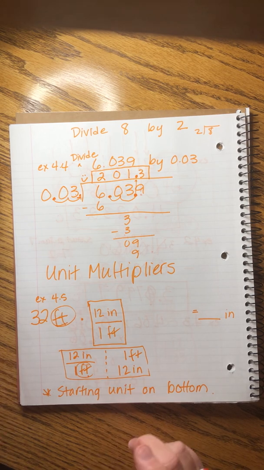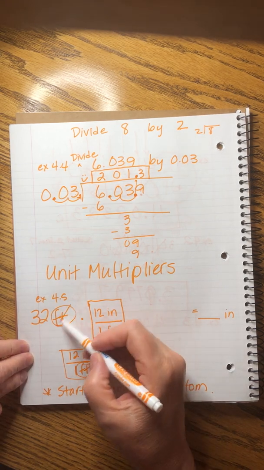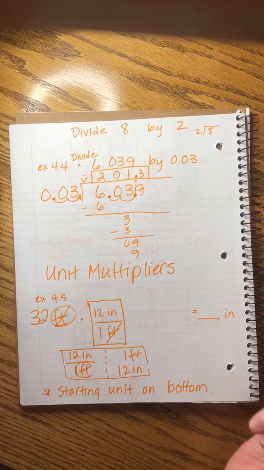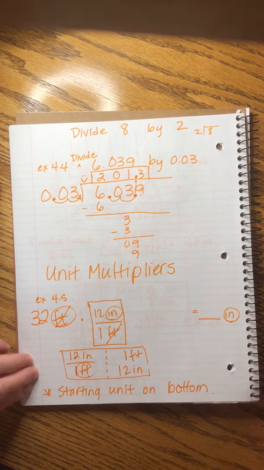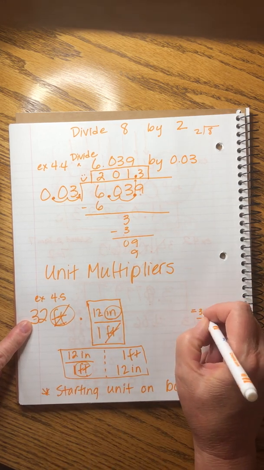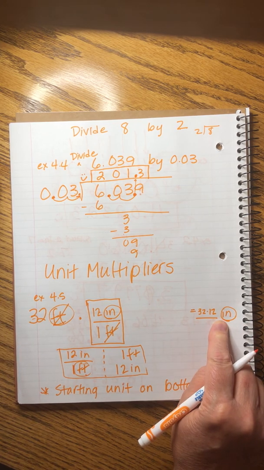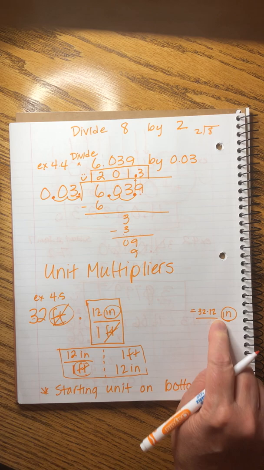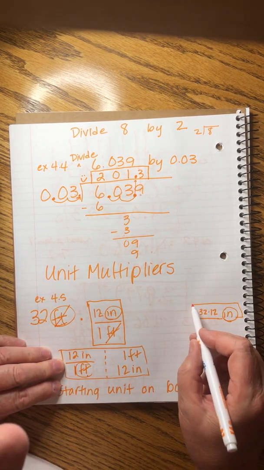Here's where the magic happens. We can cancel units just like we can numbers, like we did back when we were multiplying the fractions. So if I've got feet on the top and feet on the bottom, they cancel, right? That's cool. Now we're left with inches, which is exactly what we want. And so now we see that 32 times 12 is the number of inches that we want to have in our problem. I don't even need to multiply this out. I'm just going to put a box around this.